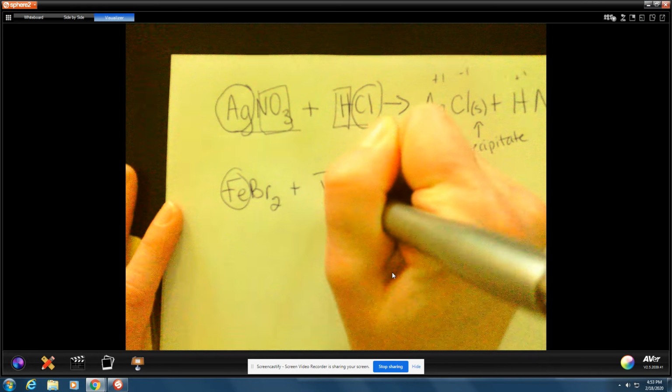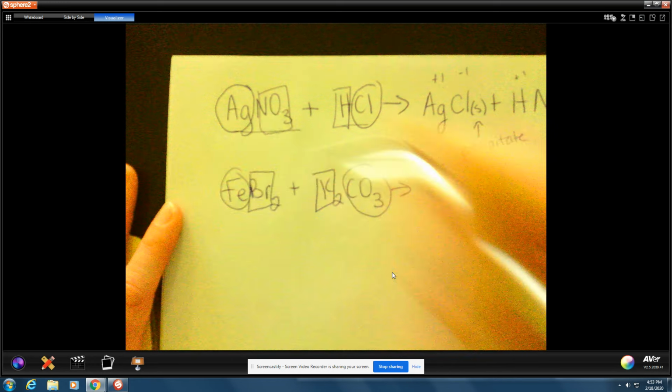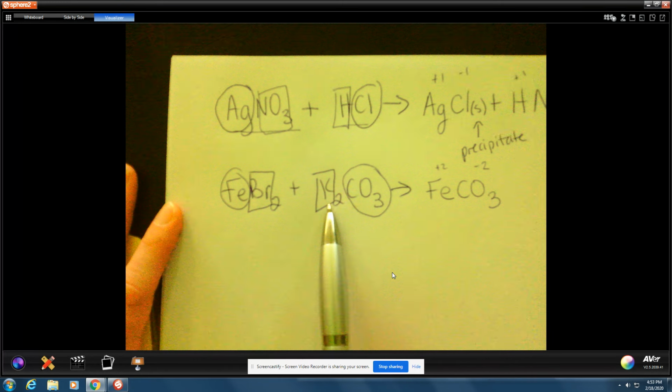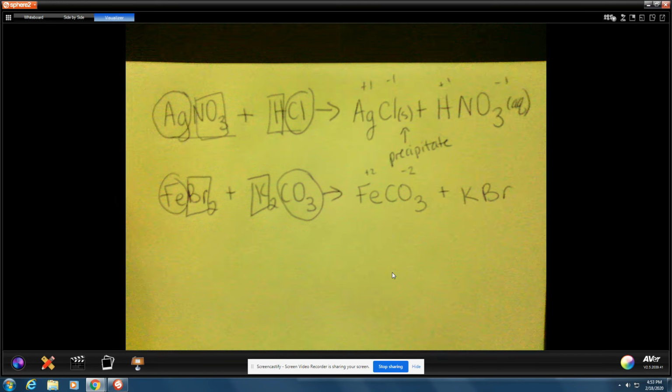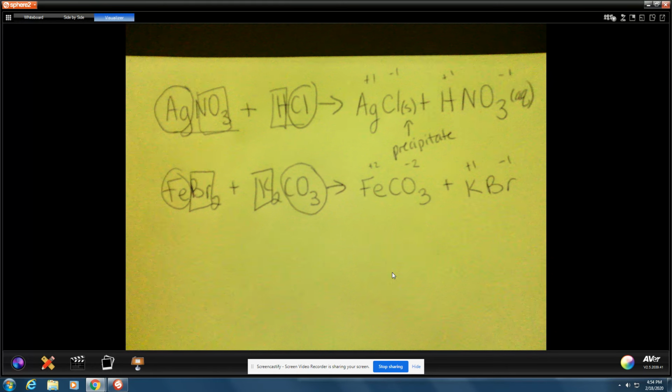Now, the insides are going to go together. Notice I did not put the box with the 2 because this is not part of a polyatomic, so the 2 does not go. Same here. So my K and my Br are going to go together. Now K has a +1, Br has a -1, so it's actually good with the way that it's written.